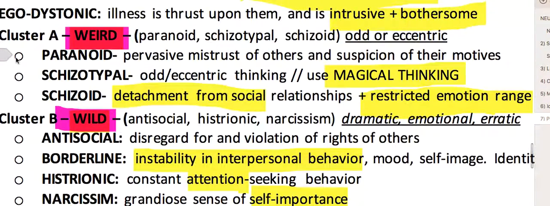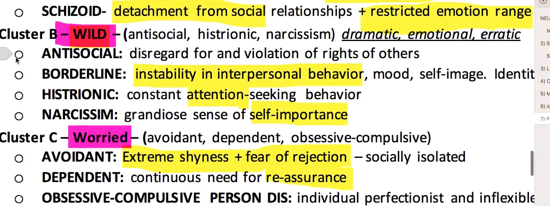Then you've got cluster B, which is wild: antisocial, histrionic, narcissism, borderline. Dramatic, emotional, and erratic. Borderline is instability in interpersonal behavior, and antisocial is disregard and violation of the rights of others. Antisocial is usually what a lot of criminals have. Histrionic is constant attention-seeking behavior, and narcissism is a grandiose sense of self-importance.